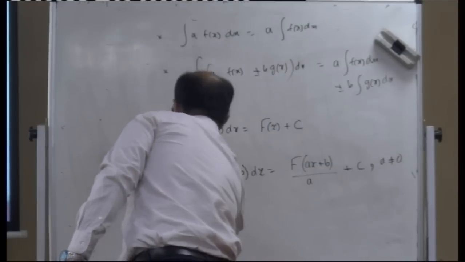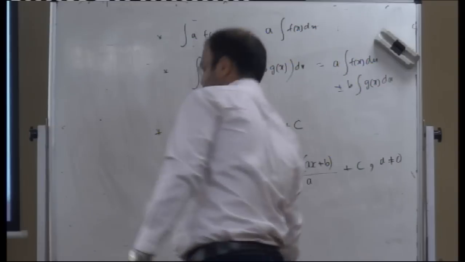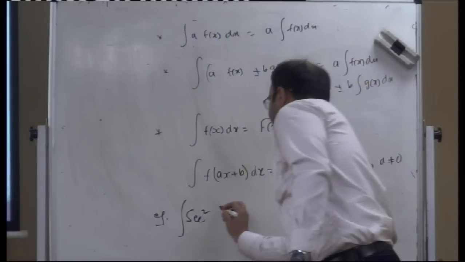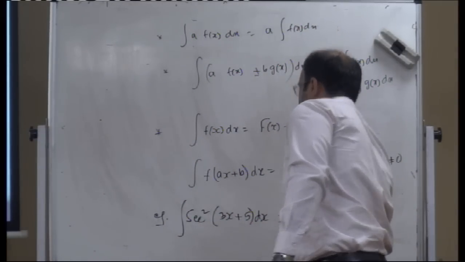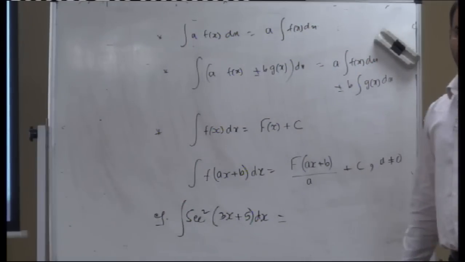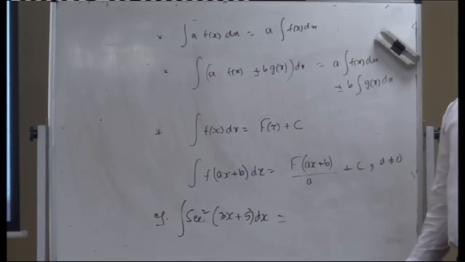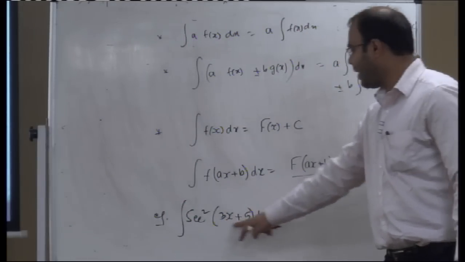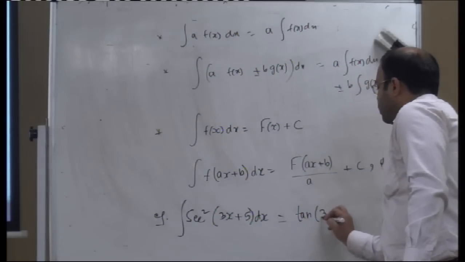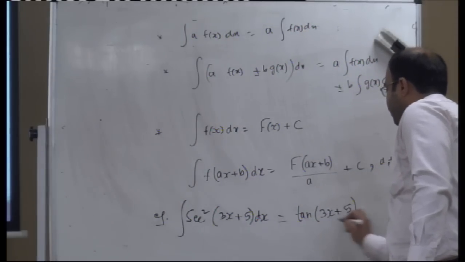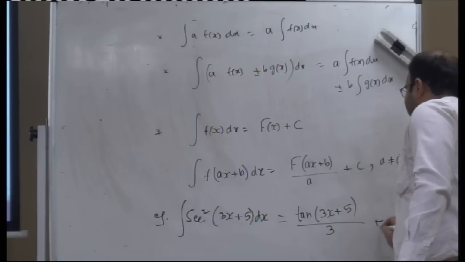Example: integral of sec square (3x plus 5) dx. Just now we studied a list of standard formulas. Among them was the formula that the integral of sec square x is tan x, but here it is not x, it is 3x plus 5. So you will write tan of (3x plus 5) upon 3 plus c. So this is the answer.